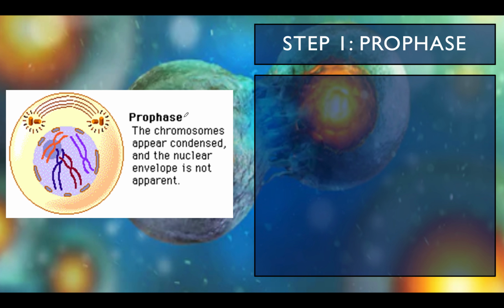Step 1 is prophase. During prophase, the chromosomes appear condensed and the nuclear envelope is not apparent. So, the nuclear envelope disappears. That is what this means. You know we have a nucleus in eukaryotic cells, but when mitosis is about to occur, it begins by getting rid of that nucleus. So for once, the genetic material is over the cytoplasm.